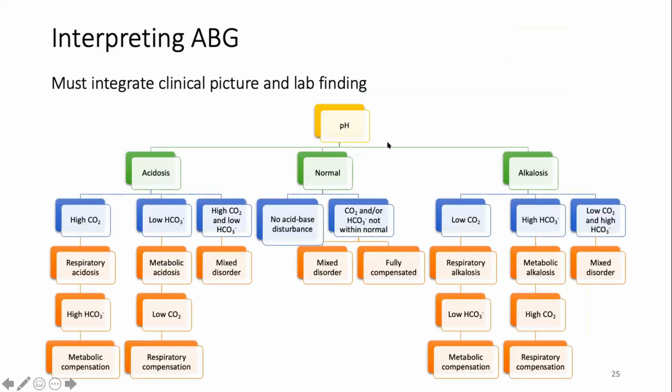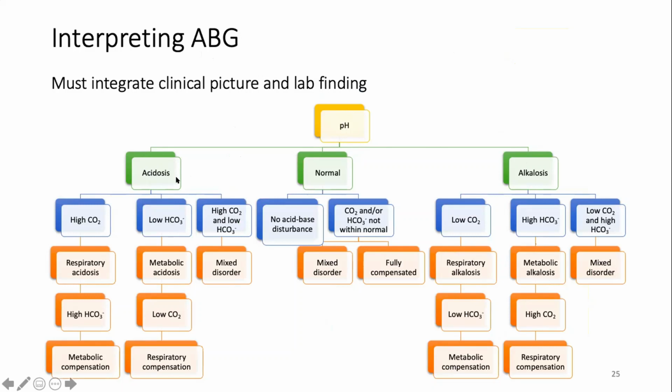This is just a revision on how to integrate or interpret the ABG. Most importantly, you need to remember that an ABG on its own does not mean anything. You need to integrate the clinical picture as well as the other lab findings to reach the diagnosis. First, of course, you look at the pH. If pH is less than 7.35, it's acidosis. If it's more than 7.45, it is alkalosis.